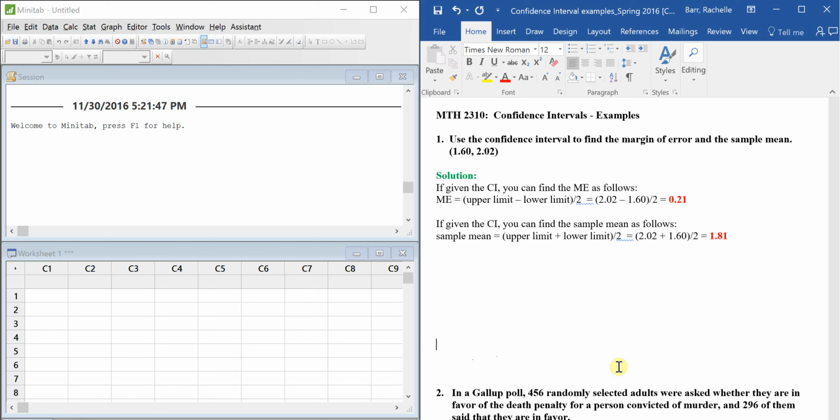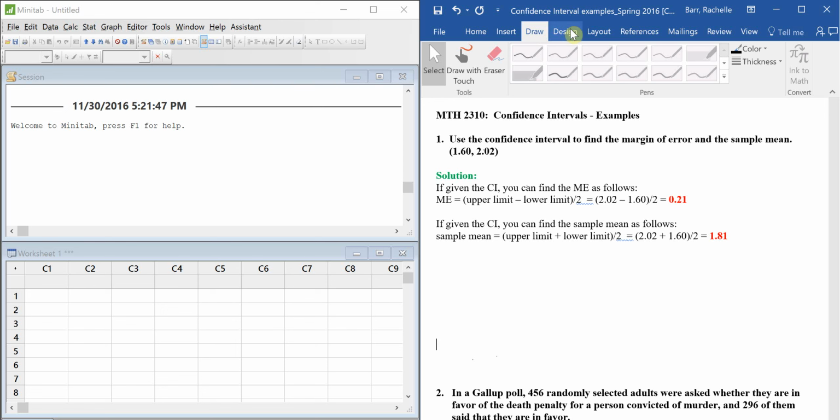Use the confidence interval to find the margin of error and the sample mean. So what I want you to be thinking about here, oh, it won't react to my pen just yet. Hold on. Draw with touch.